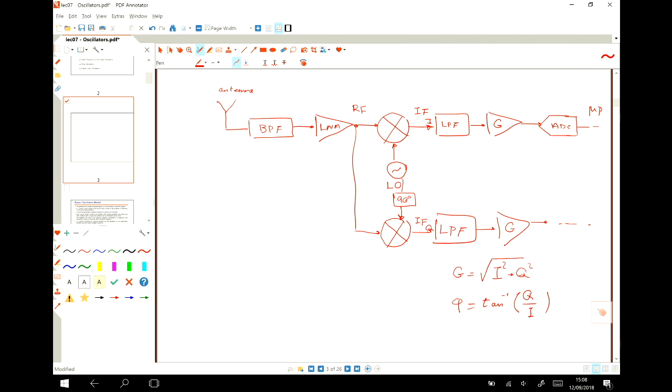Okay? So it's much simpler in the signal processing to recover the main signal if we have the I and Q at the same time, mainly in wireless communication. So you can see that this component is a fundamental one, and we need it.